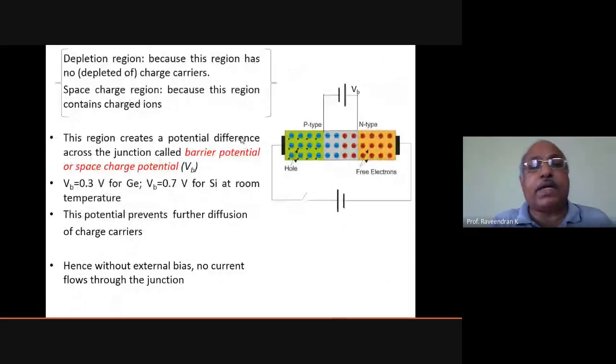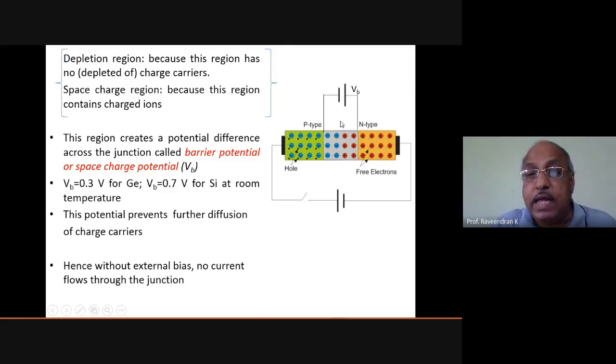And that particular region has been depleted. There is no charge carrier. That is why it is called the space charge region, because this region contains charged ions only, because there will be only the space charges that recombine with each other in order to maintain a charged ion. A charged ion means an immobile, charged ion. This region creates a potential difference across the junction called the barrier potential or space charge potential VB.